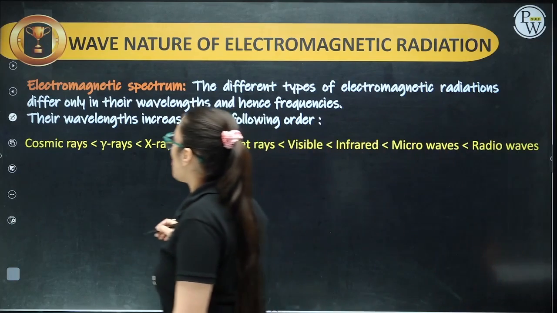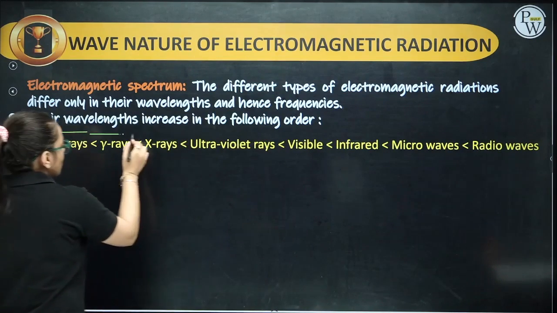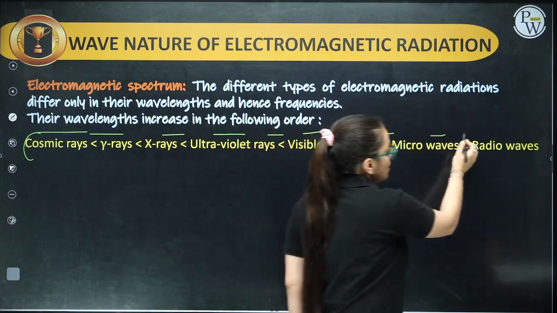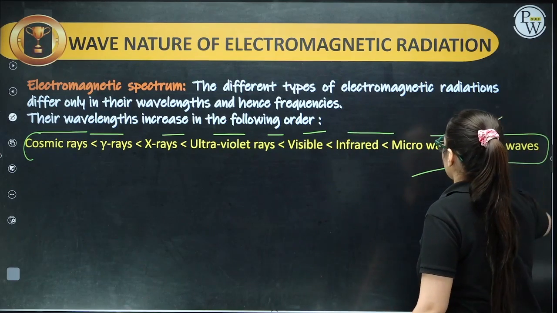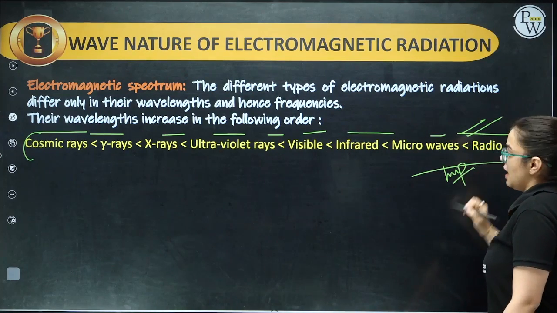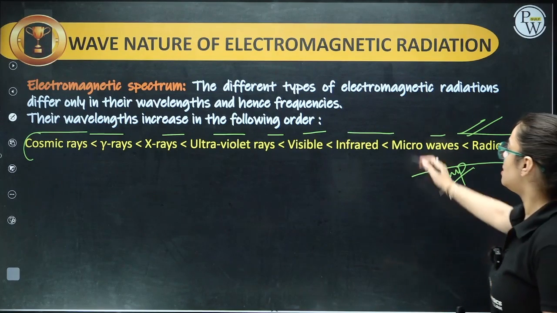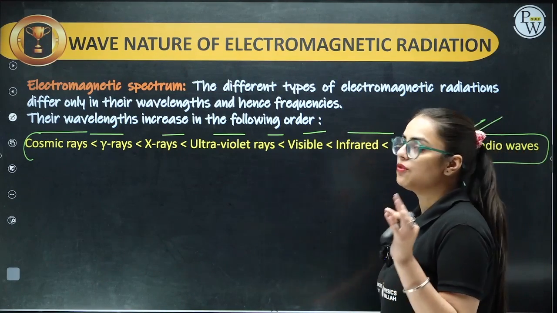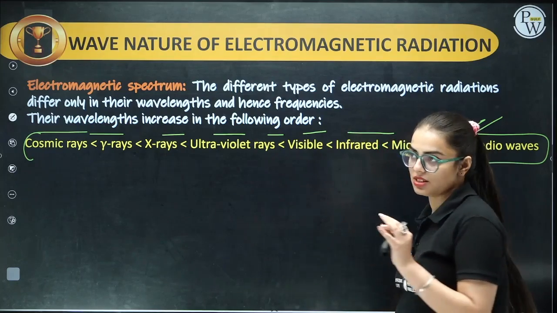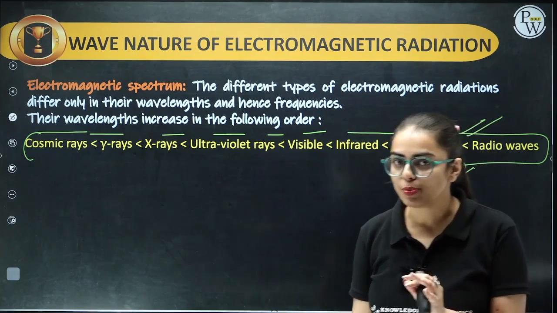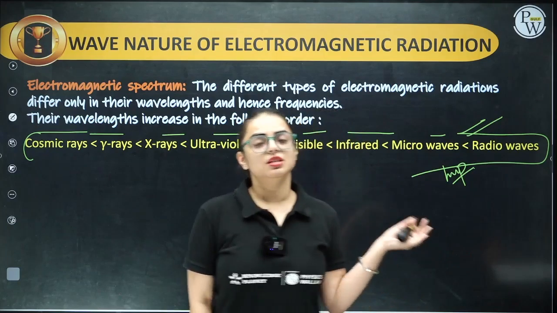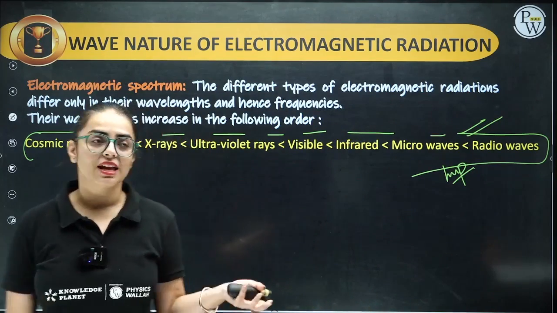Now, this order you have to learn because it's really very important, students. Everybody, you need to learn this order. What it is basically, the electromagnetic spectrum. The different types of electromagnetic radiations differ only in their wavelength and hence frequency. Wavelength and frequency both are inversely proportional. If the frequency is increasing, wavelength is going to decrease. They are going to ask you the order again and again.